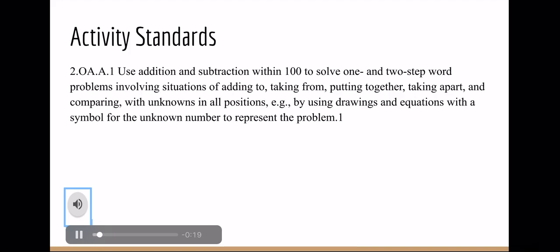Our activity standard is for 2nd grade, and it is 2.OA.A.1. Use addition and subtraction within 100 to solve 1 and 2-step word problems involving situations of adding to, taking from, putting together, taking apart, and comparing, with unknown in all positions.